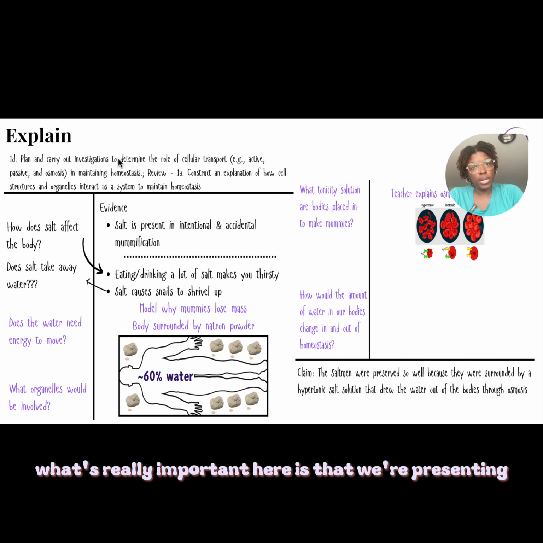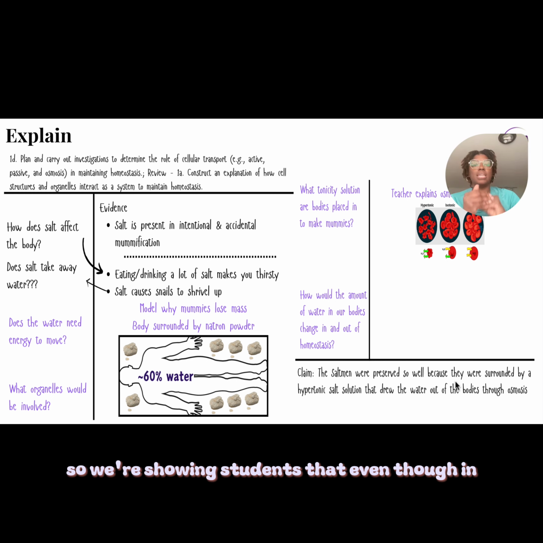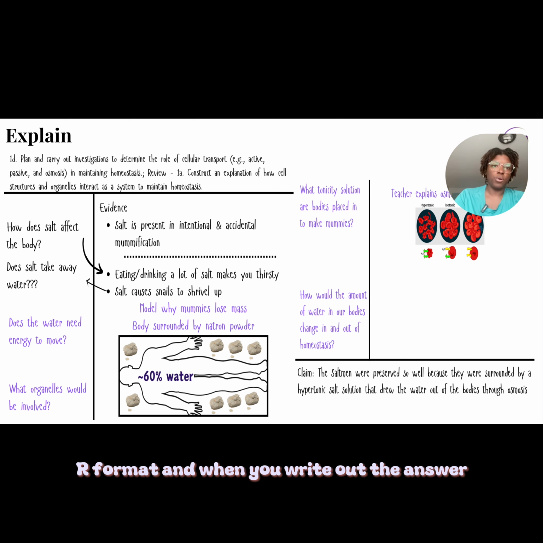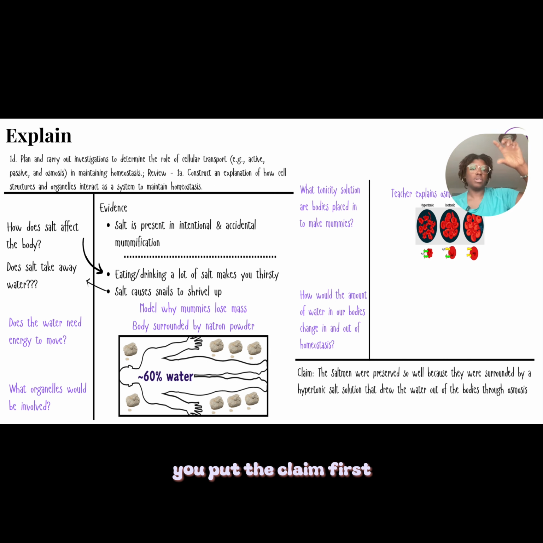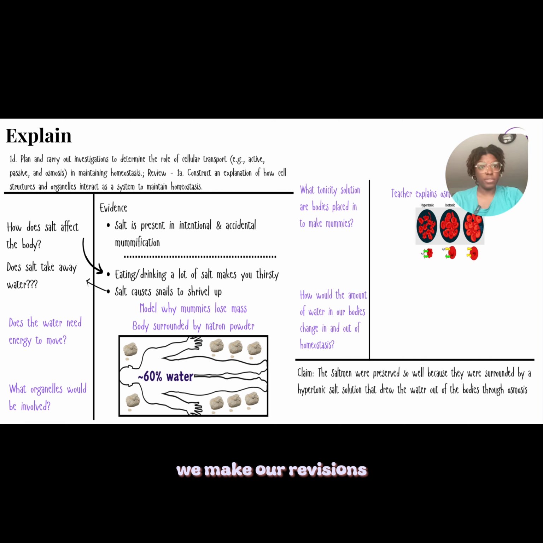And also what's really important here is that we're presenting, okay, this is the piece of evidence that we found. Here's our reasoning. And then we made this claim. So we're showing students that even though if you use the CER format, when you write out the answer, you put the claim first, that's actually sort of the last piece of the puzzle. And it also was showing them how we make our revisions.